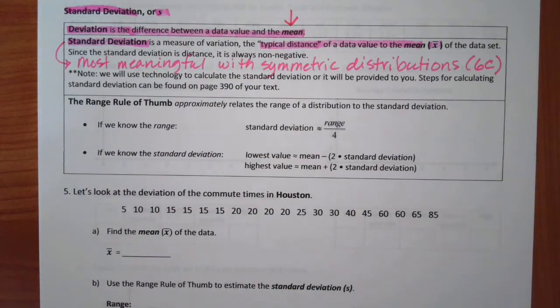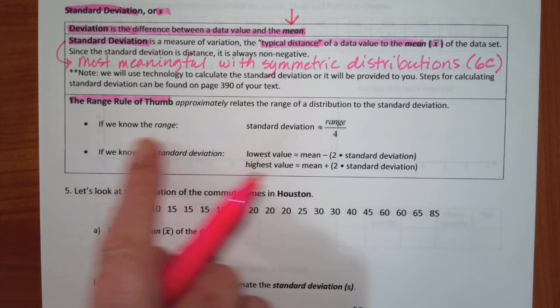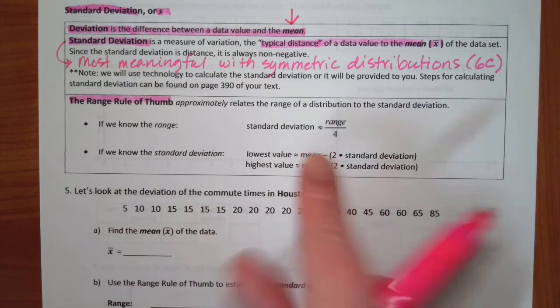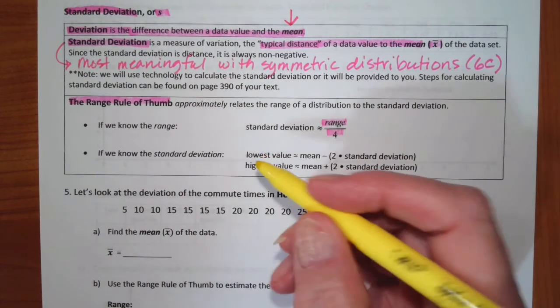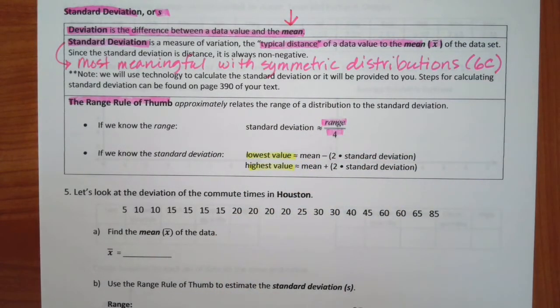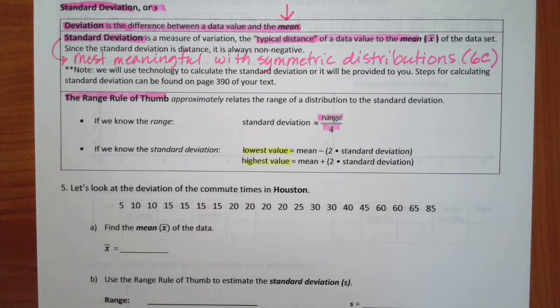Okay, so let's talk about how we can relate the range to the standard deviation. And we call that the range rule of thumb. If we know the range, we can estimate the standard deviation by taking the range divided by 4. If we know the standard deviation, we can find the lowest value and the highest value. They are approximations. They don't always work with skewed data, because we're dealing with the mean instead of the median. And remember, in skewed data, the median is the center of the distribution.